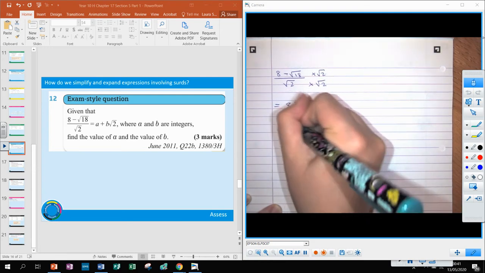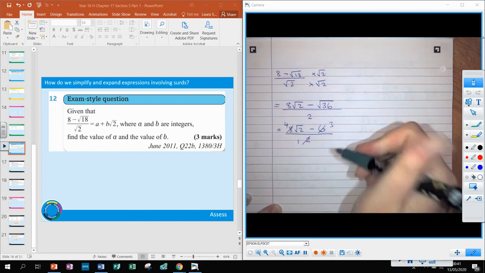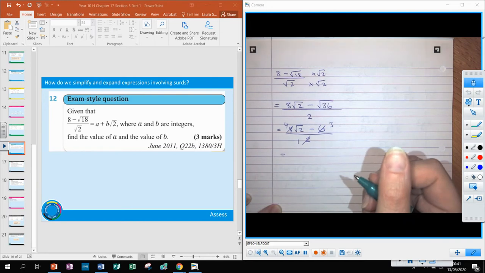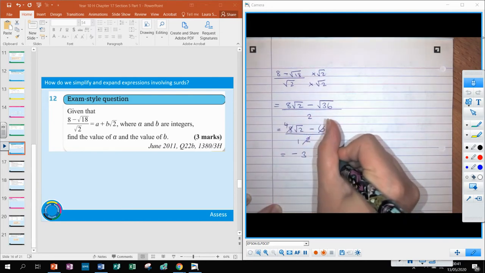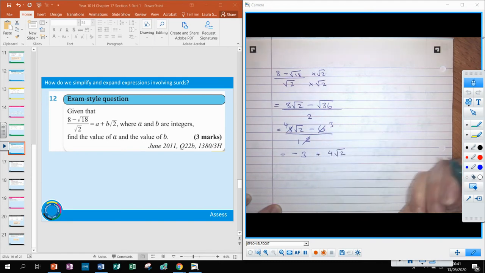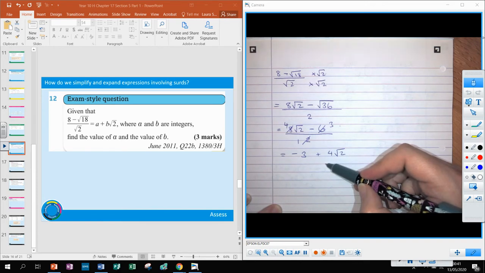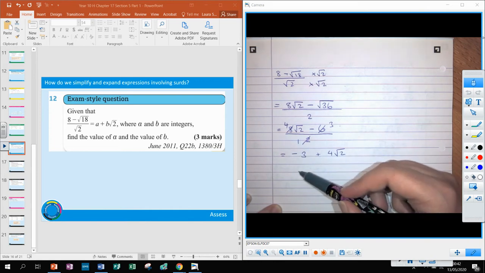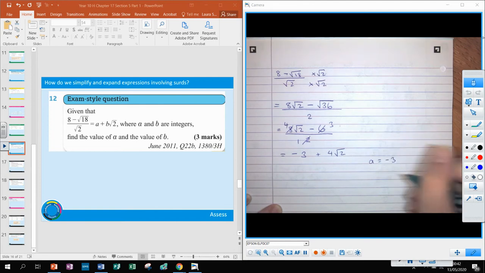These are going to cancel down. That's going to become a 1, a 4, and a 3, because we can divide out the 2, which means our final answer. And I want to have it in the correct format, so I'm going to write the negative 3 first, and then I'm going to write it as plus 4 root 2. So your third mark is actually putting it in the correct order. You get 1 mark here, 1 mark here, and then your third mark is to make sure it matches. And that means our integer a is negative 3, and our integer b is 4.